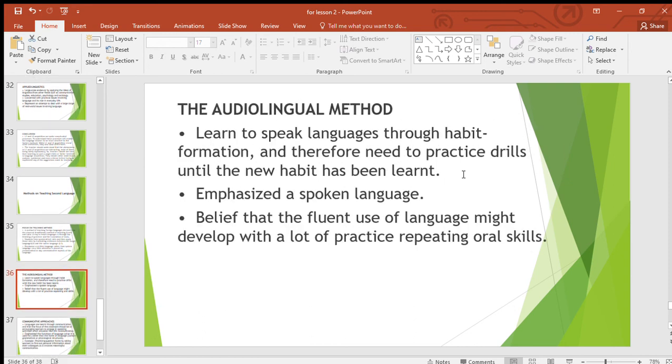Next, audiolingual method. Learn to speak languages through habit formation. Therefore, you need to practice drills until the new habit has been learned. So the opposite, with emphasis on spoken language. Belief that fluent use of language might develop with a lot of practice repeating oral skills. The saying that practice makes perfect. So you learn the second language by practicing to use the second language.